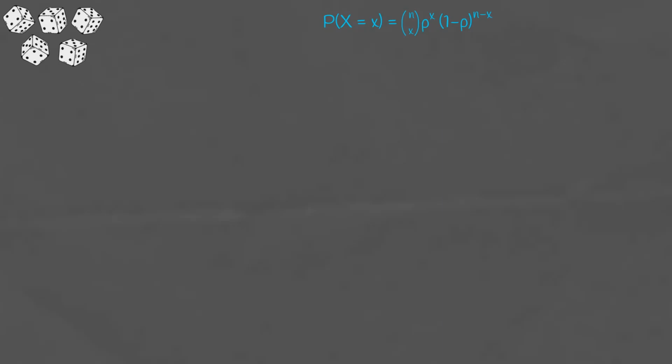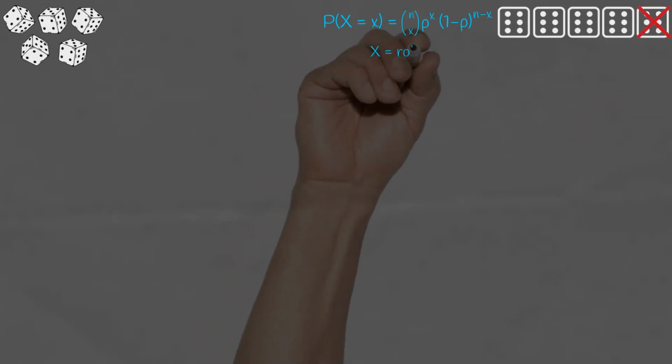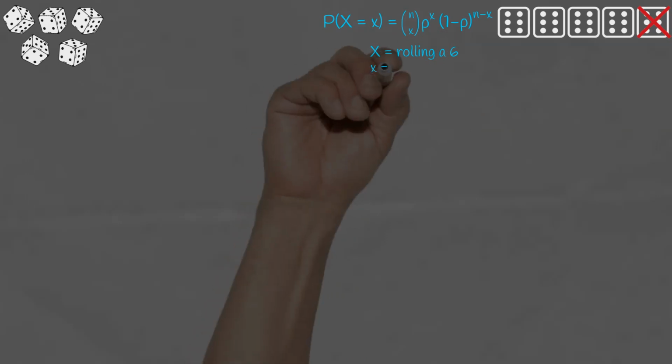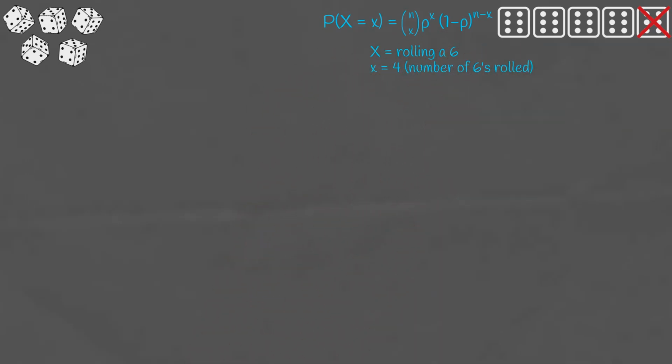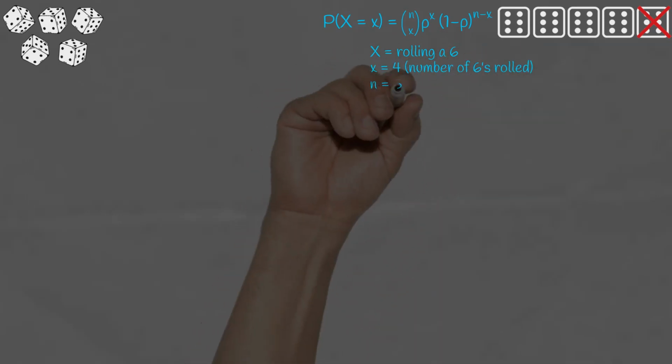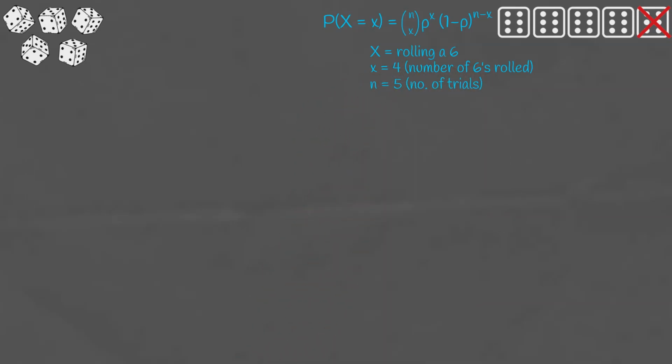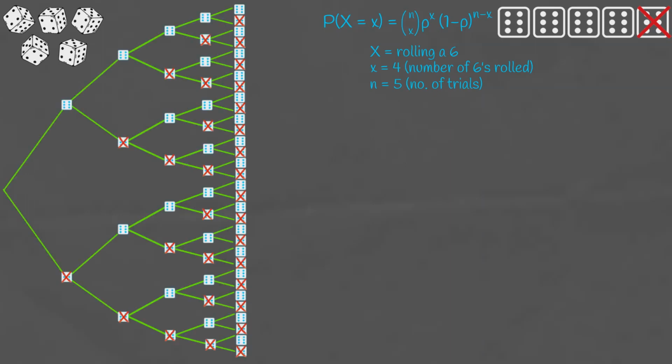We want to find out the probability that we roll 4 sixes. So big X is rolling a 6. Little x is the number of sixes rolled, so it's going to be 4, and then n is going to be 5 because it's the number of trials or experiments. Now a binomial distribution can also be represented by a tree diagram, where here we have success is rolling a 6 and the failure is not a 6.